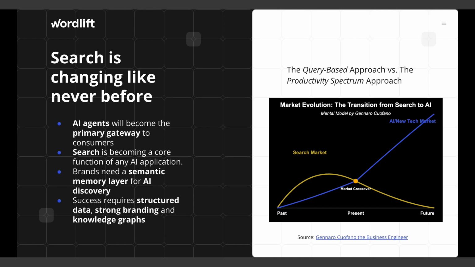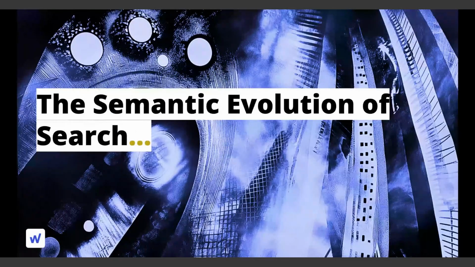And so brands, in order to preserve their value and their ability to reach their targets, need to build this semantic layer that enables AI discovery. And we'll try to get more practical into these, of course, as we advance with this presentation. So how has search evolved, and what is happening in search?